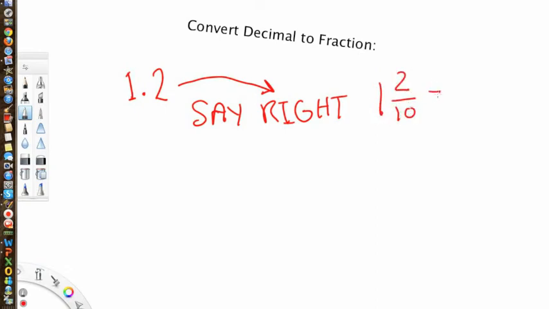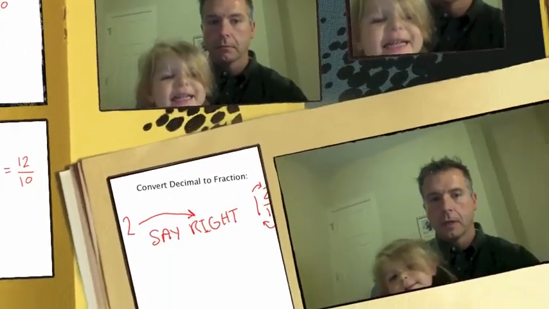Okay, and if you want to change it to an improper fraction because you don't like a mixed number, you just simply go around the world. 10 times 1 is 10, plus 2 is 12, so it's 12 tenths. Okay, but boys and girls, if you say a decimal correctly, if you read it correctly, you're also saying a fraction, 1 and 2 tenths. I don't think I need to say any more about that.